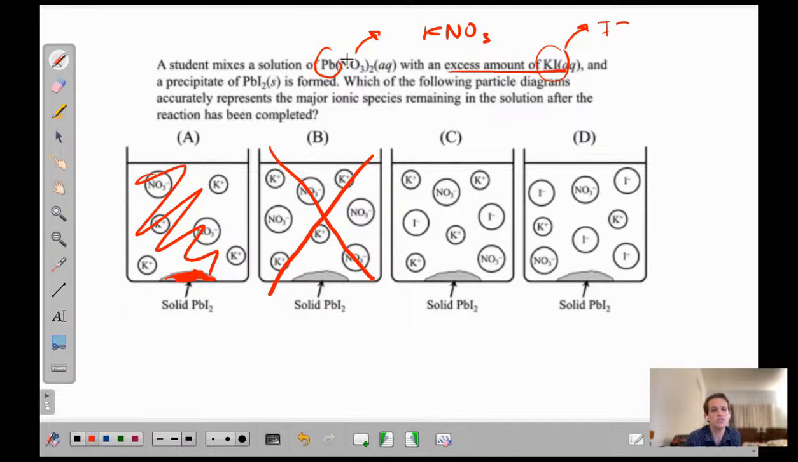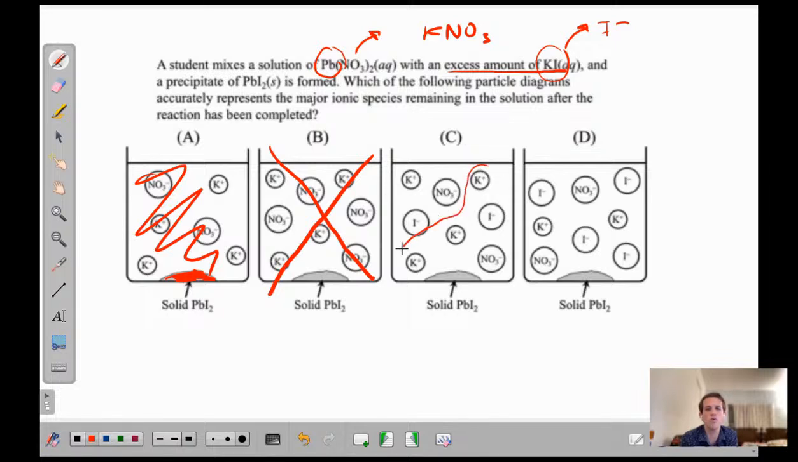Now, the ratios is where they're getting you here. So for every lead, you have 2 nitrates. Okay, so I would expect to have, well, I guess we don't know the lead. Sometimes you gotta scratch your head on these. Oh, okay. So I think that this one's probably better.